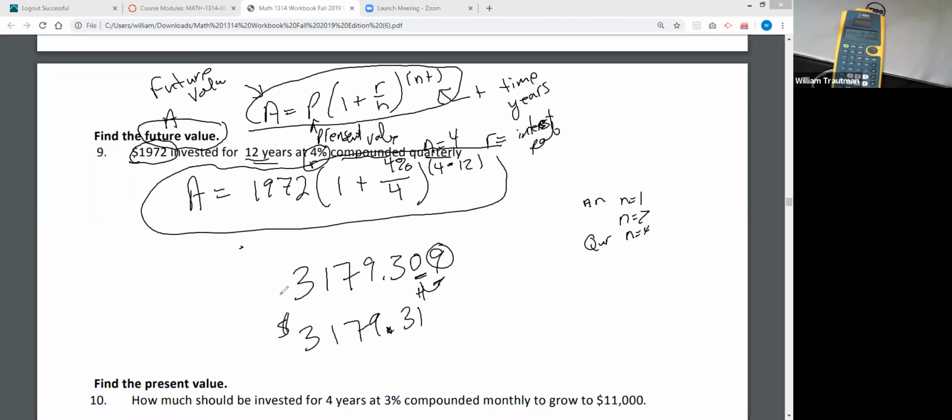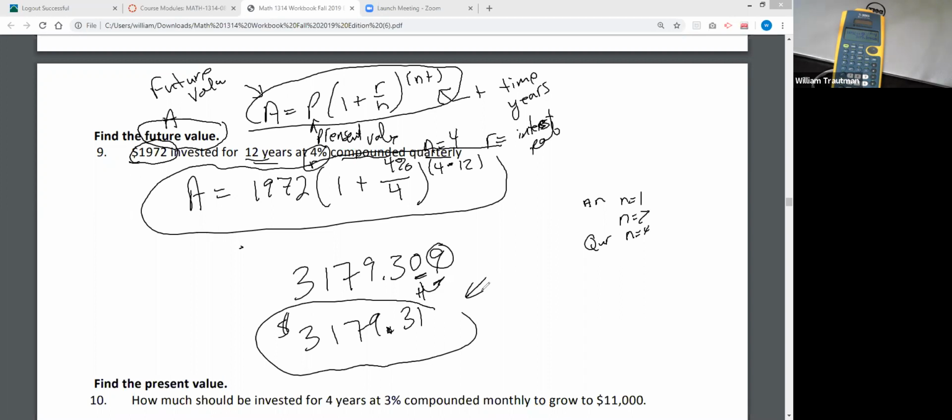So if I put $1,972 in the bank now, and the bank gives me 4% interest compounded quarterly, 12 years from now, I will have $3,000 in the bank. Wow. So the bank gave me a lot of money. Gave me over $1,000, but you want to put $2,000 in the bank and then get it 12 years from now, and now it's $3,000. You probably couldn't buy as much 12 years from now as you could have with 2,000 today.